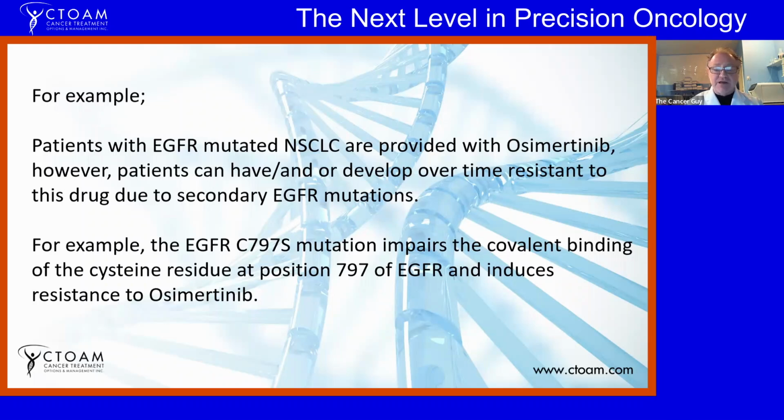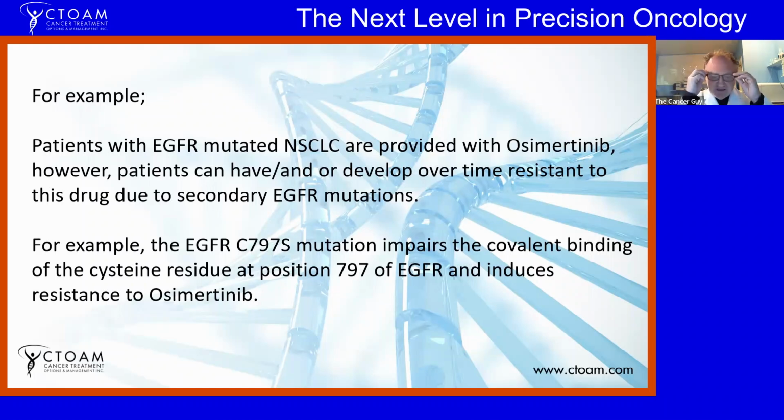Basically, with this mutation, you have a cysteine at the 797th position, and it's been changed to a serine amino acid. And what this does is it changes the fundamental structure of the gene at the cysteine residue at position 797 of EGFR, and causes it to change its shape. And all of a sudden, osimertinib can't access its mutations the way it normally does, and it can't bind onto the gene because the shape has changed.